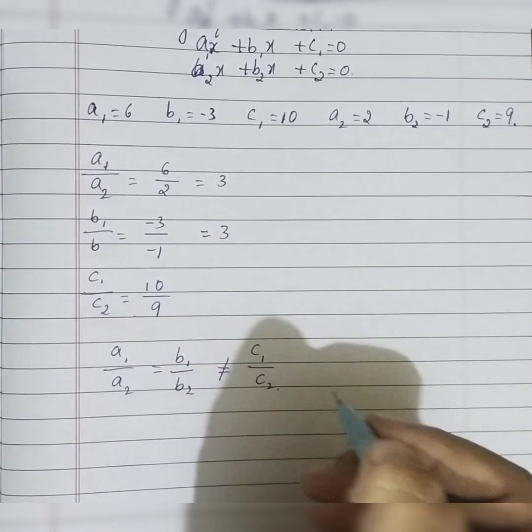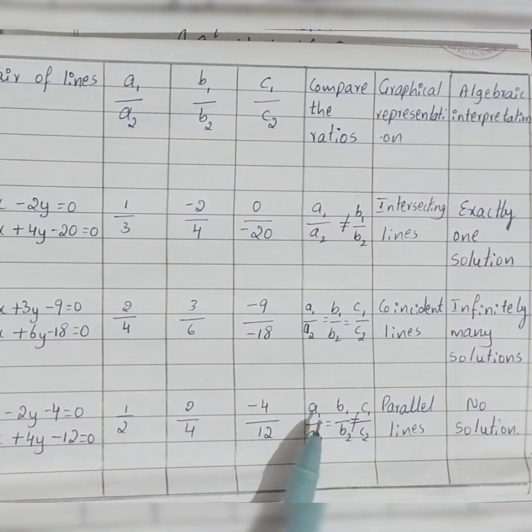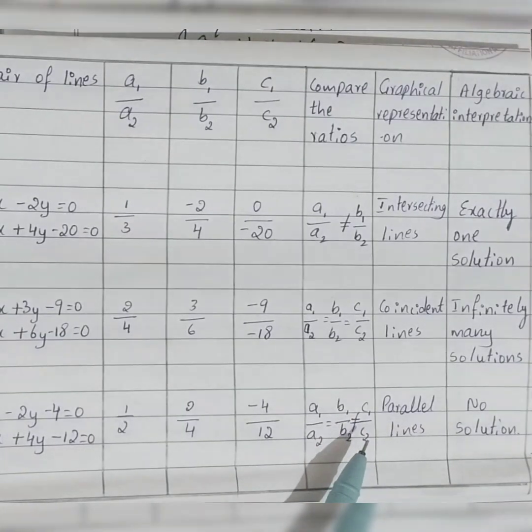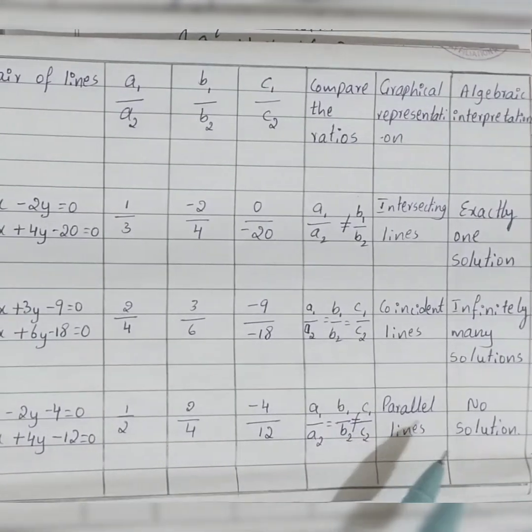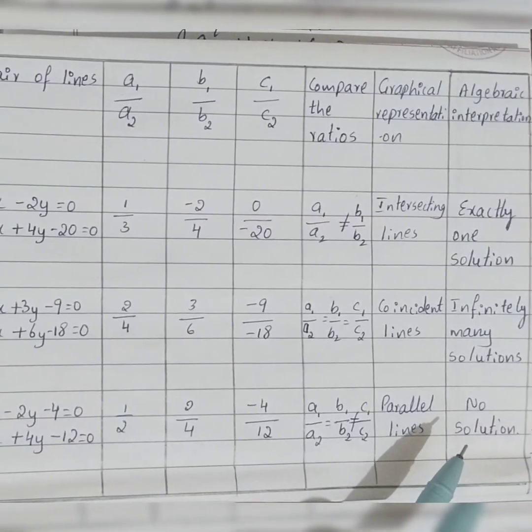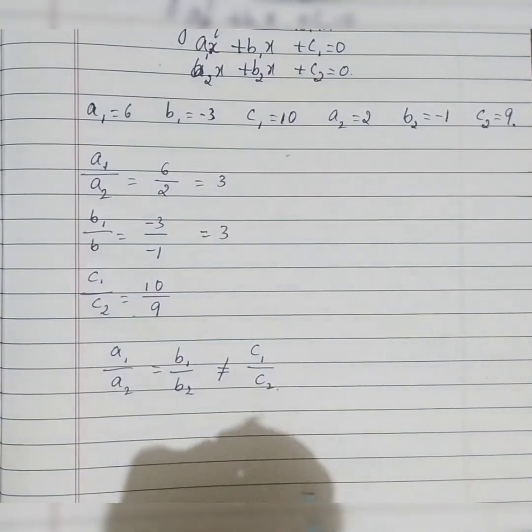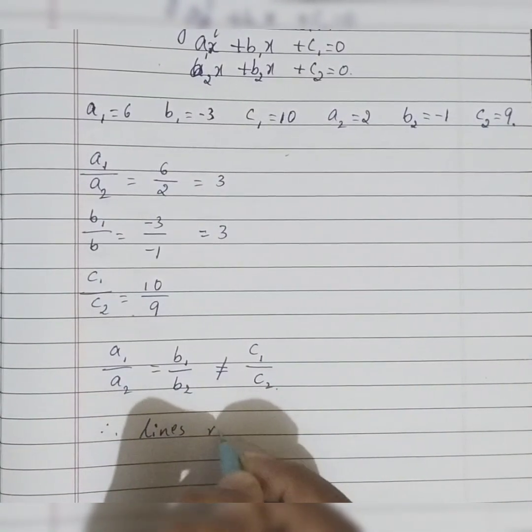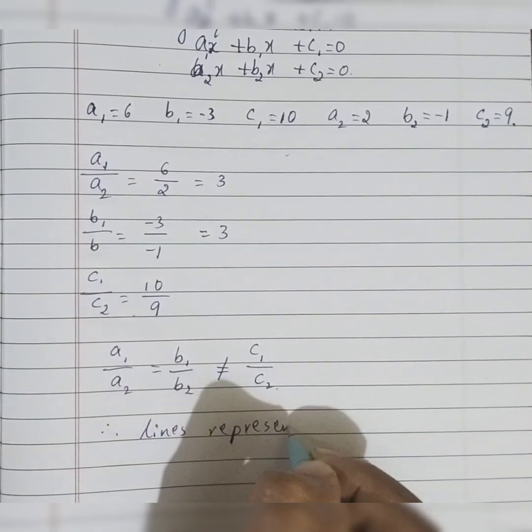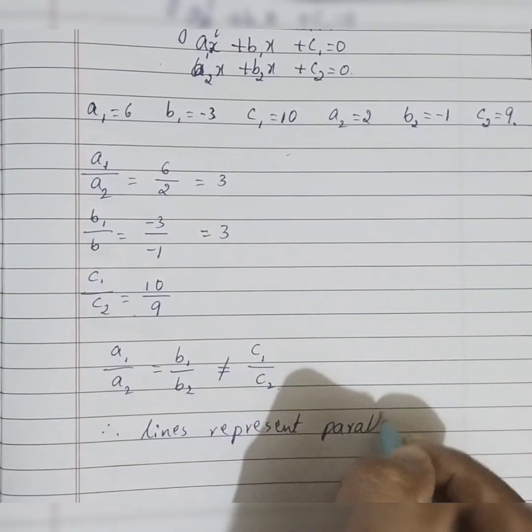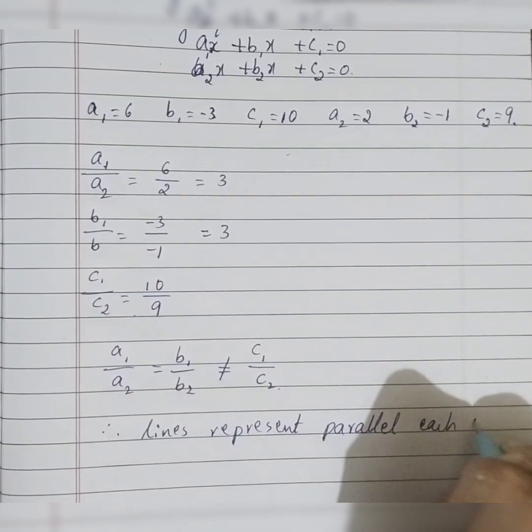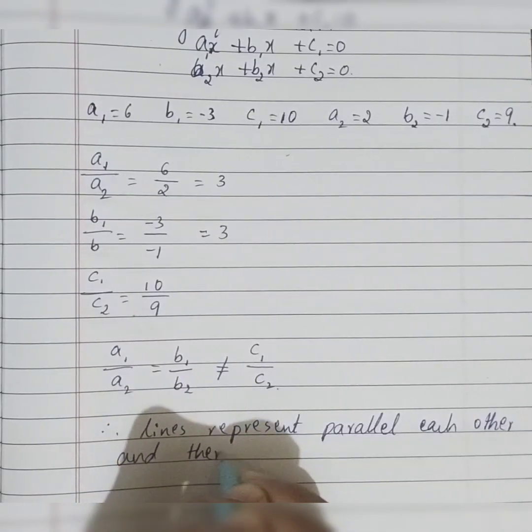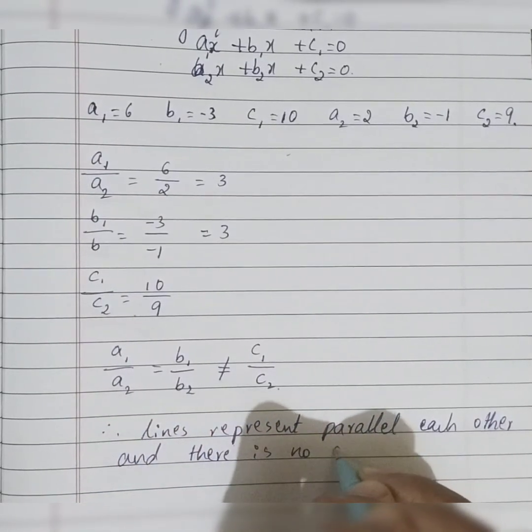What does it mean? It means that if a1 divided by a2 is equal to b1 divided by b2 is not equal to c1 divided by c2, then the lines are parallel and there is no solution for this type of equation. So we have to write here: therefore, the lines represent parallel lines and there is no solution.